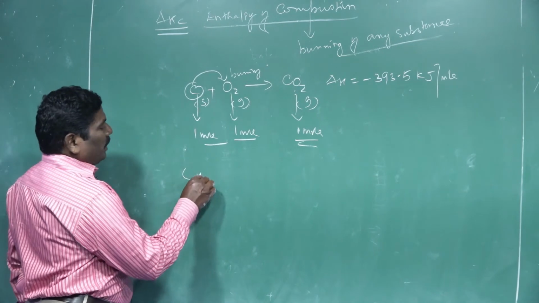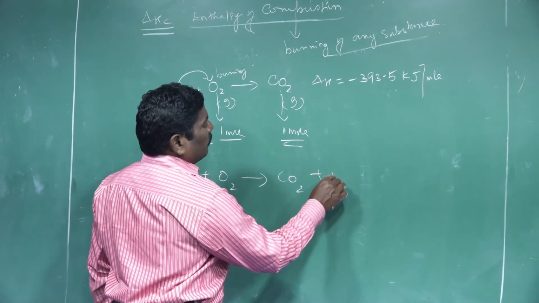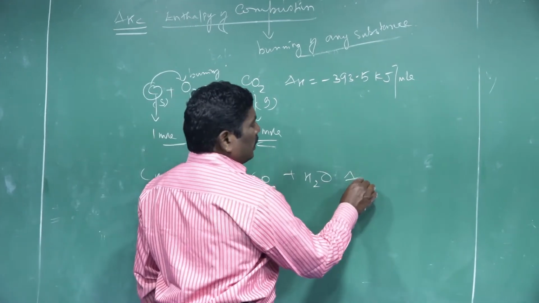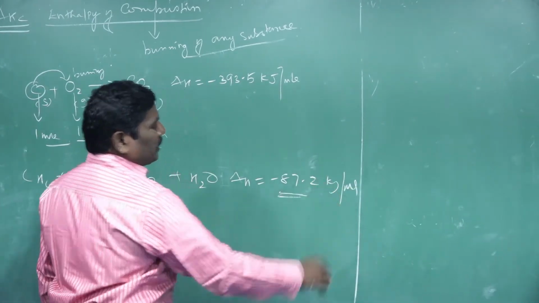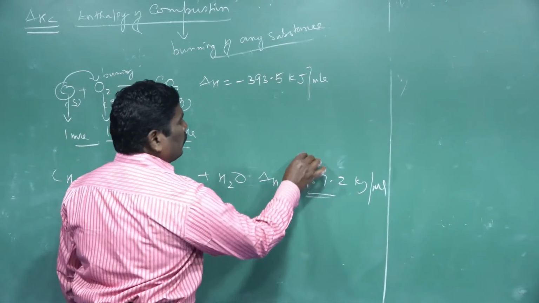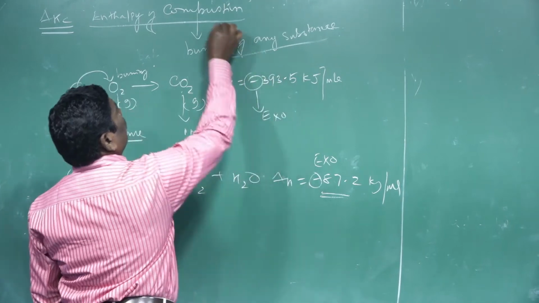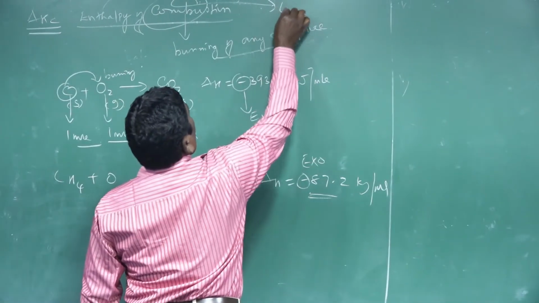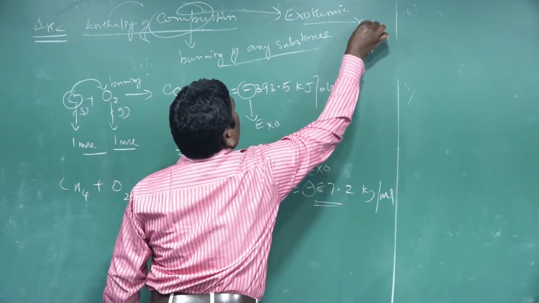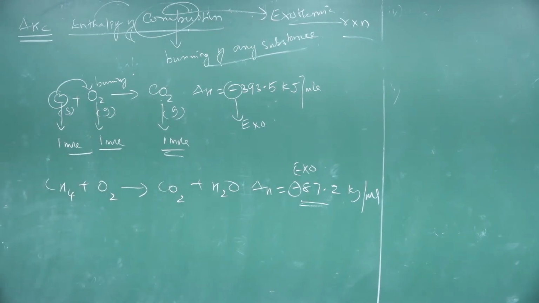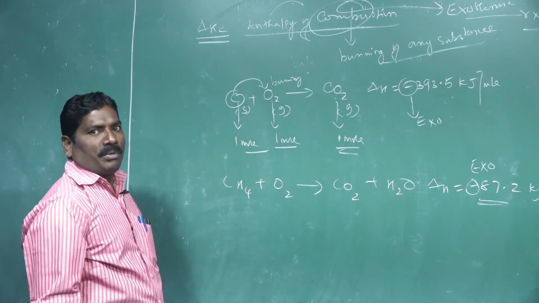This is the example given. You can take methane also, burned in the presence of oxygen, giving carbon dioxide plus H2O. During this reaction, delta H is equal to minus 87.2 kilojoules per mole, which is the energy liberated. So this is also negative, an exothermic process. Generally, combustions are exothermic processes. All combustion reactions are exothermic reactions.